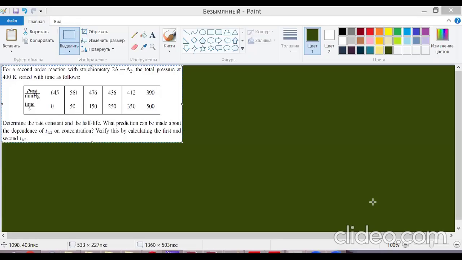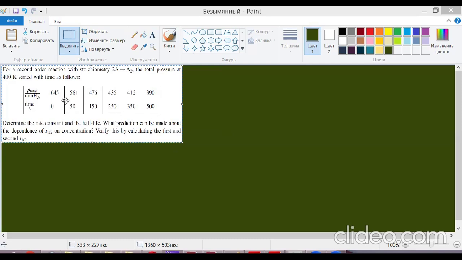Now we'll proceed to the next problem. Here it is. We've got a reaction of dimerization when 2 moles of A transform into a mole of diatomic molecule A2. And this chemical reaction occurs at the temperature of 400 Kelvin. And we've got a table showing the findings of this experiment.